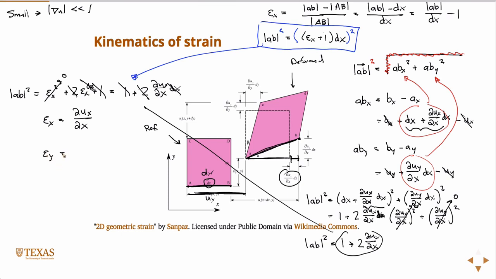I'm going to spare you the details, but we could work through. The whole point of going through all of that, I know it's sort of messy, but it's really just geometry. It's just geometry combined with this assumption of small. So then we could do the same exact thing for epsilon y. We can get partial uy, partial y.